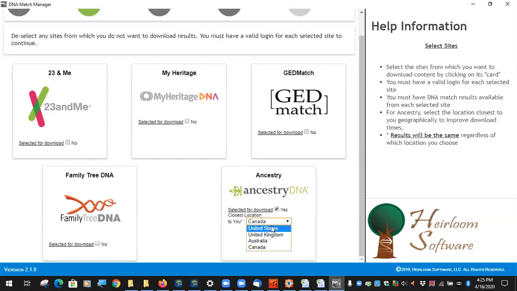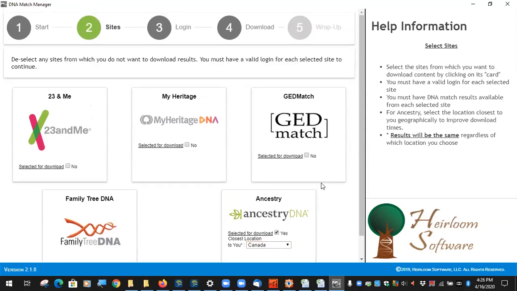I did it about 2 weeks ago, and I downloaded all 22 of my kits and not a hitch. I did it clear down to the 6 centimorgan matches, and that was over 675,000 matches. It took about 16 hours to download. Wow. But it did all 22 of my kits. That's why I absolutely love this program for downloading from Ancestry.